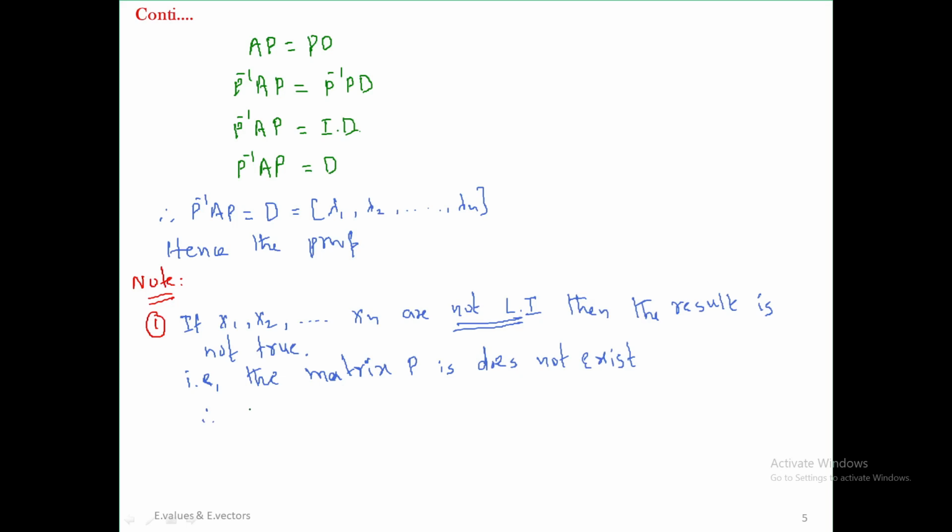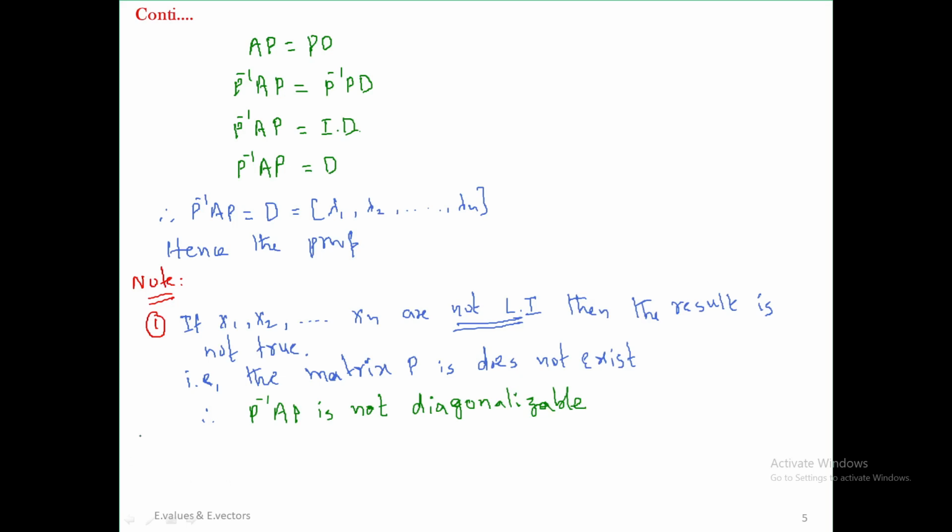Therefore, P inverse into A into P is not diagonalizable. So that is the result. The main thing is that all the vectors should be linearly independent. So that we should take care of. Otherwise, it is not diagonalizable. Clear?